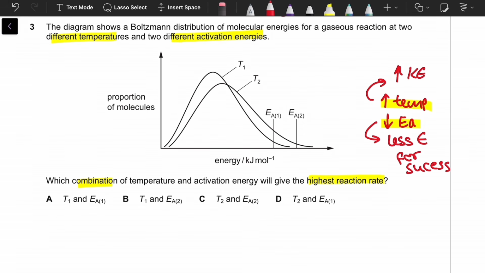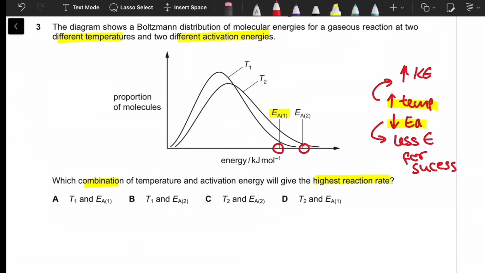If we look at our graph, we can easily identify which activation energy is lower. It is EA1 because it comes before EA2. Now for temperature, we see 2 different curves. Now, T1 has a higher peak, but that shouldn't throw you off. In reality, both curves have the same area under them. The T2 graph, however, has a peak at a higher energy, which means, on average, more particles in the T2 curve have greater energy than the average energy of particles in the T1 curve.